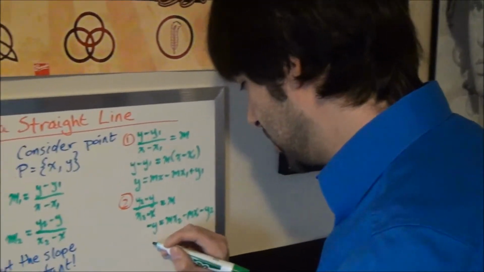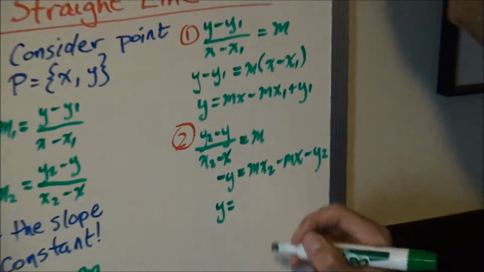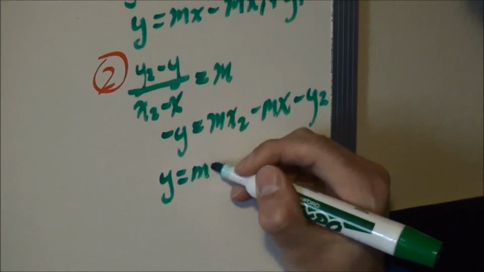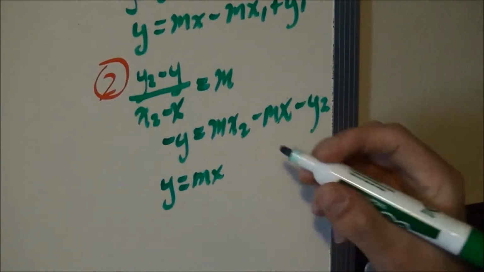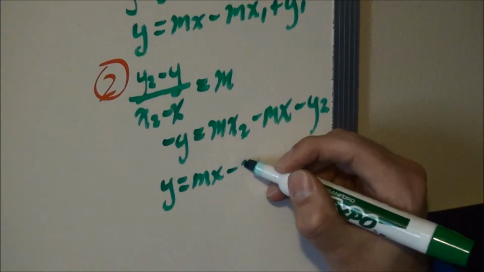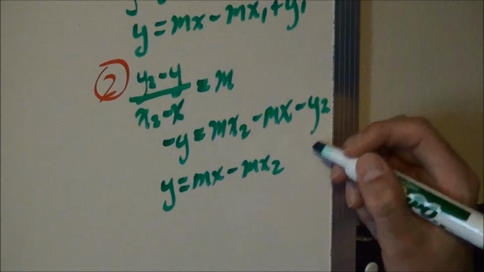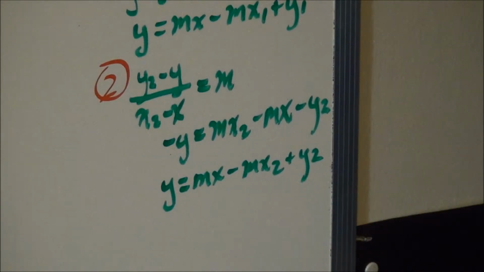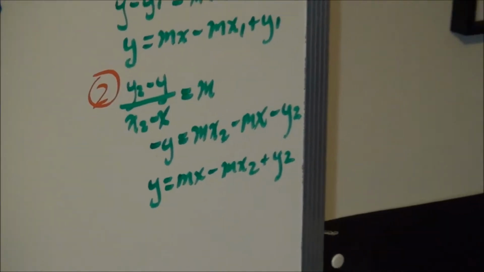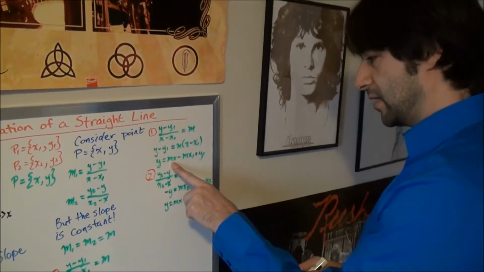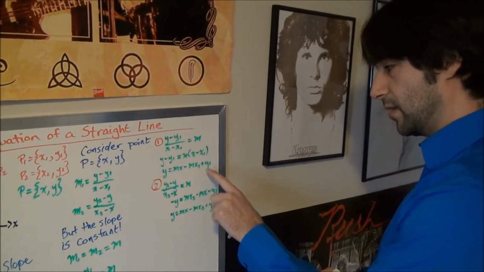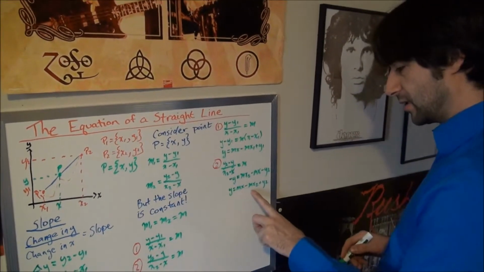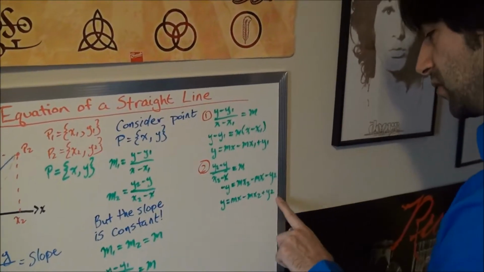So I'm going to multiply both sides of this expression by negative 1. Y times negative 1 is just going to give me y. Minus mx times negative 1 will give me mx. Minus mx2 times negative 1 will give me minus mx2. And then, of course, the y2 will become positive. Now, here I have y is equal to mx minus mx1 plus y1. And here I have y is equal to mx minus mx2 plus y2.